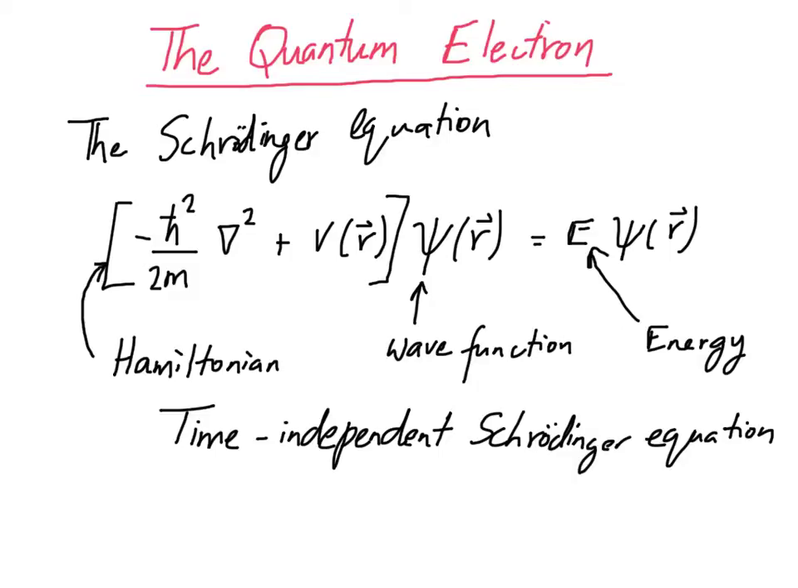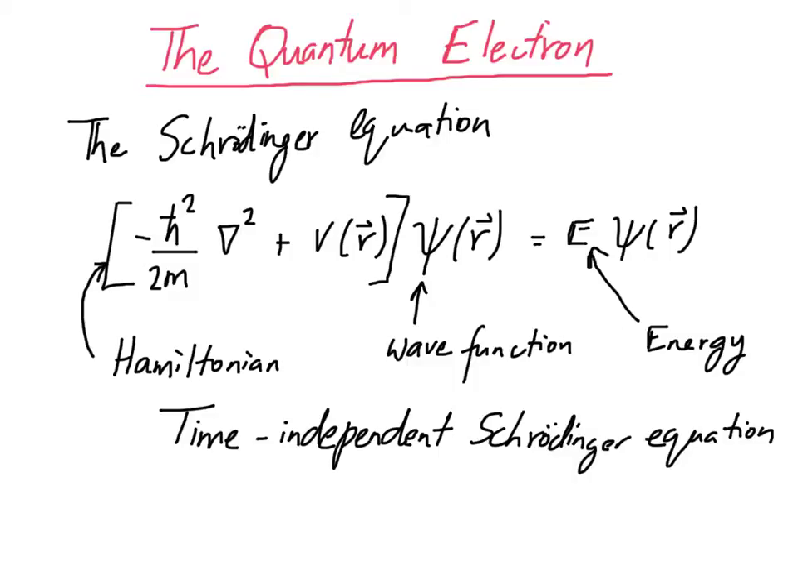What we're going to do now is to try to understand certain basic features of this particular equation that I've just written down, the time-independent Schrodinger's equation. Note that, again, I've indicated what the Hamiltonian is. It's the stuff in the square brackets. There are two terms in there, right?